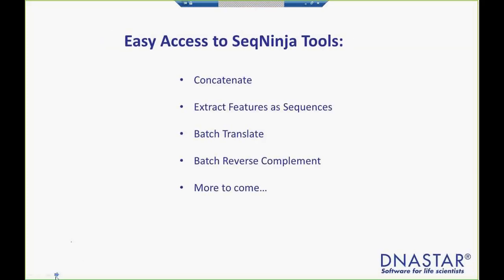And the SeqNinja tools, here's the first set: concatenate, extract features, batch translate, batch reverse complement. And we'll just look at those as well, and the interface that we have to use those.